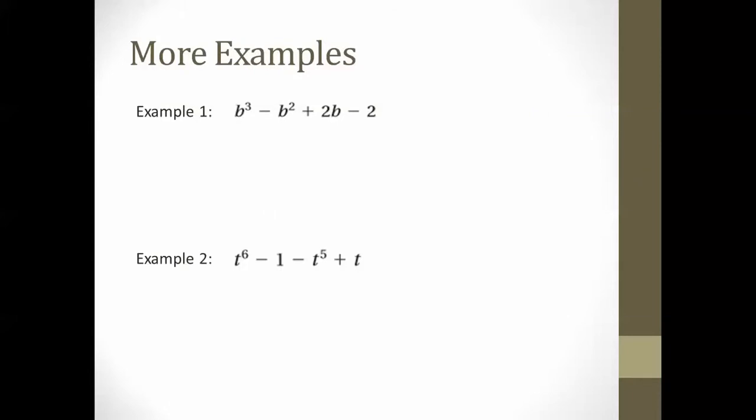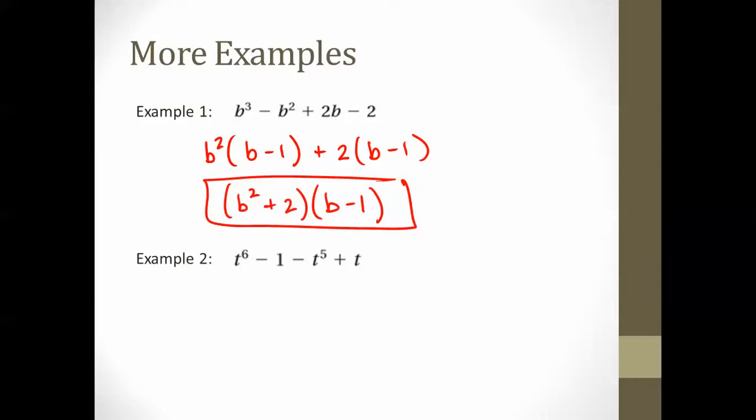Let's look at some more examples. Alright, we're going to do the same thing here. b cubed minus b squared plus 2b minus 2. What I've done here is just factored out a b squared from the first pair, and I'm left with b minus 1. Think about what the GCF would be in the second pair. It would be positive 2, and you'd also be left with b minus 1. So when we write our final answer, b squared plus 2 times b minus 1.